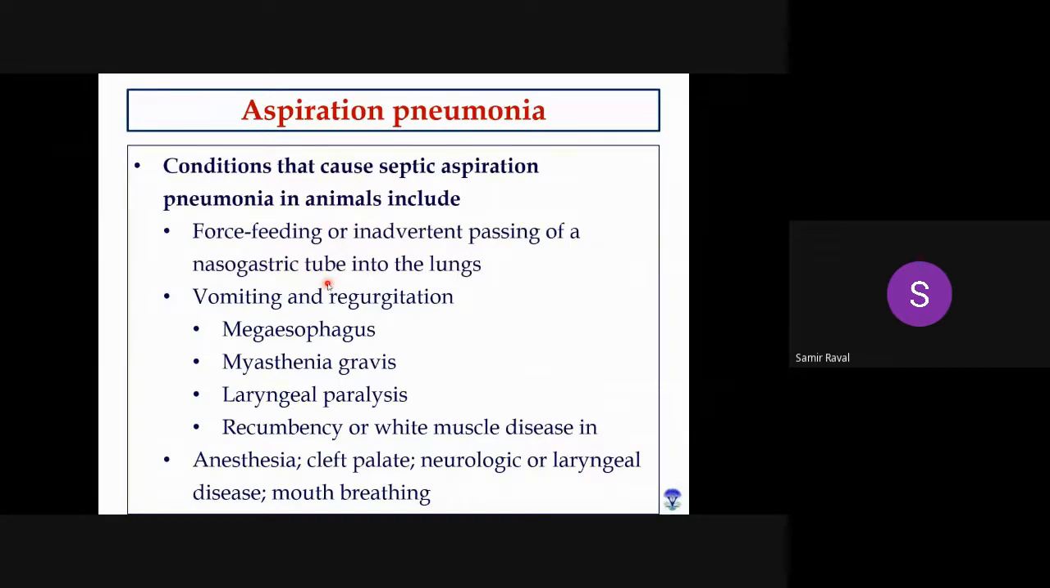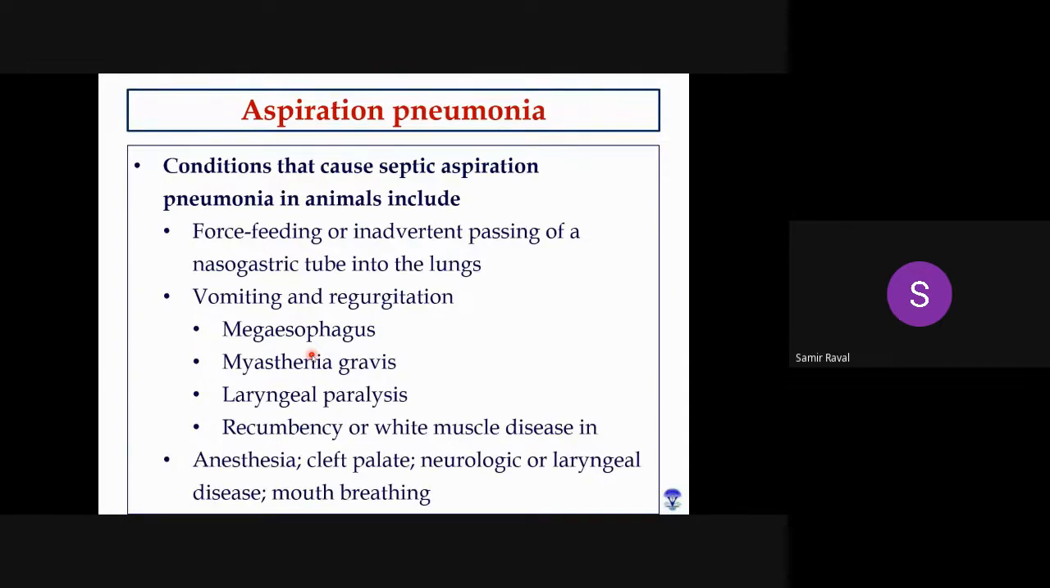Many a time, regurgitation and vomiting due to megaesophagus. Many a time the esophagus becomes severely enlarged, and the food materials get engorged into the esophagus and enter into the trachea. Then myasthenia gravis. Myasthenia gravis is an autoimmune disease. You can say this is a type 2 hypersensitivity reaction. Here the antibodies bind with the receptors present on the muscles. So there will be paralysis of the muscles, and due to paralysis of the esophageal muscles, or particularly mouth muscles, the food will enter into the trachea.